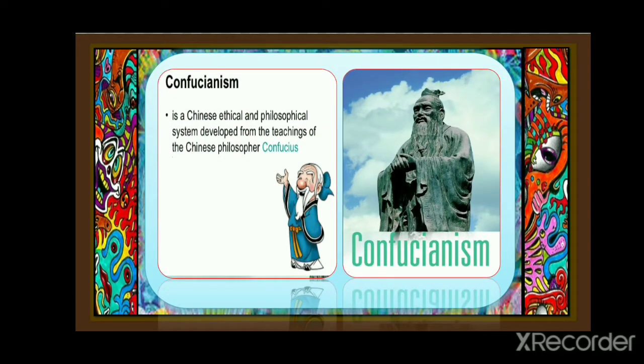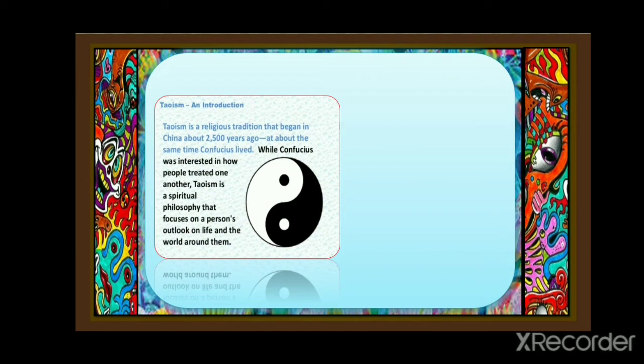Next is Confucianism. It is the way of life that gives importance to the things that fit the educated, responsible, and disciplined person. It is also the Chinese ethical and philosophical system developed from the teachings of the Chinese philosopher Confucius. Let's talk about Confucianism and Taoism.